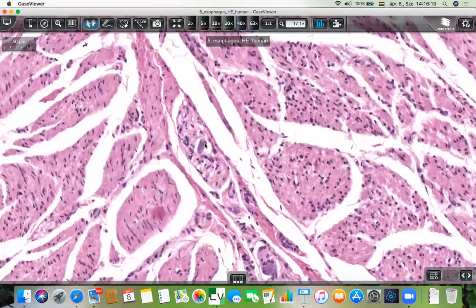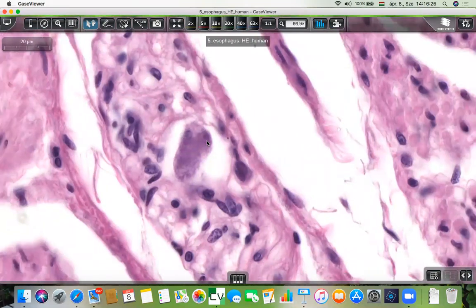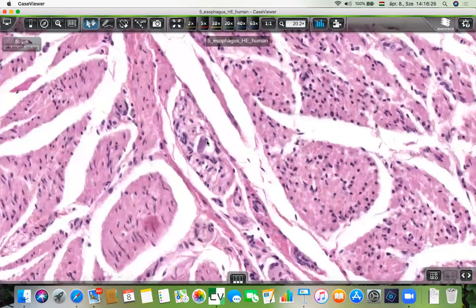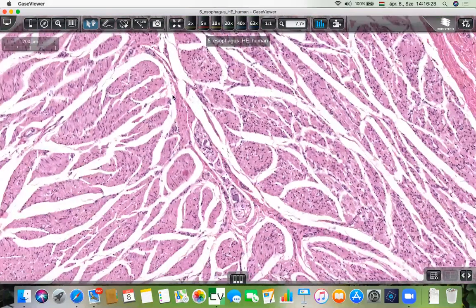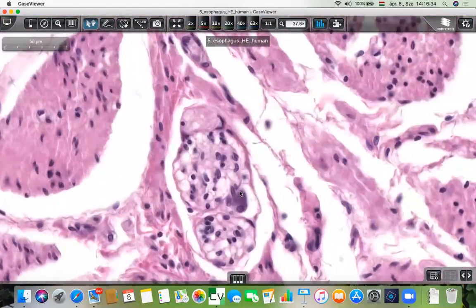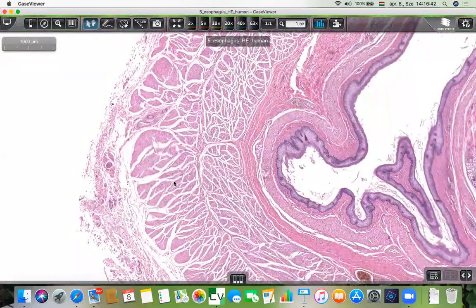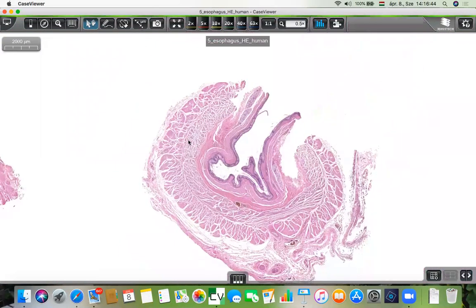And here we have another. And here maybe we can see the nucleus of the ganglionic cell, just the shadow of that, the silhouette of that. So yes, maybe there is another. Yeah, here we have the ganglionic cell, and this is the whole myenteric plexus. Okay, let's see the surface.